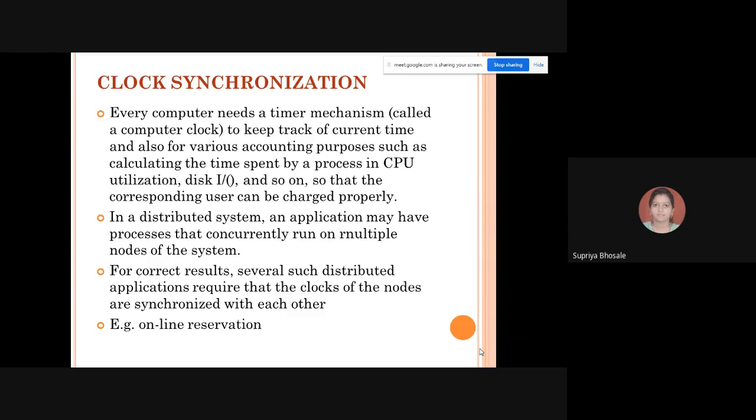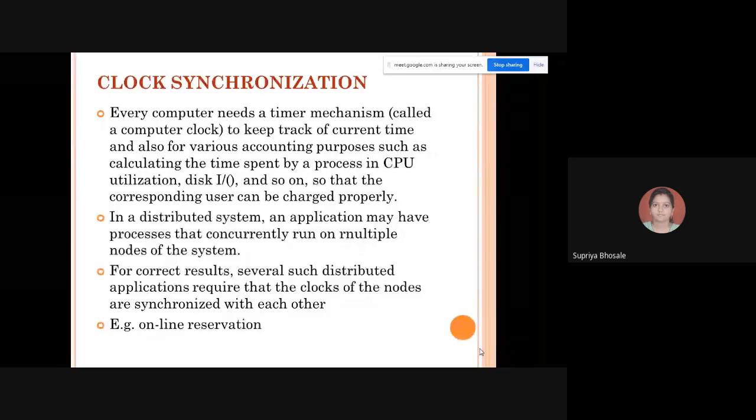In a distributed system, an application may have processes that concurrently run on multiple nodes of the system. So for correct results, several such distributed applications require that the clocks of the nodes are synchronized with each other. For this particular reason, we need all the clocks synchronized with each other.